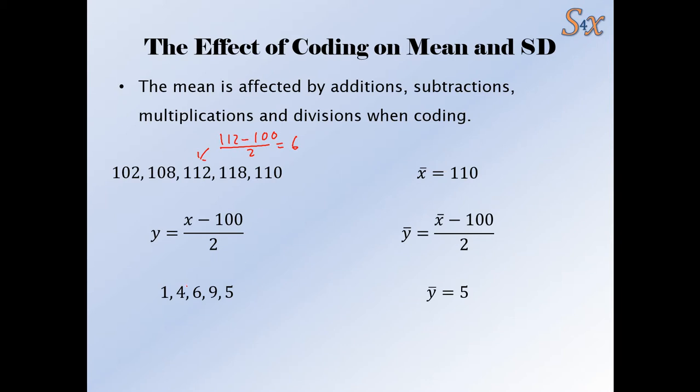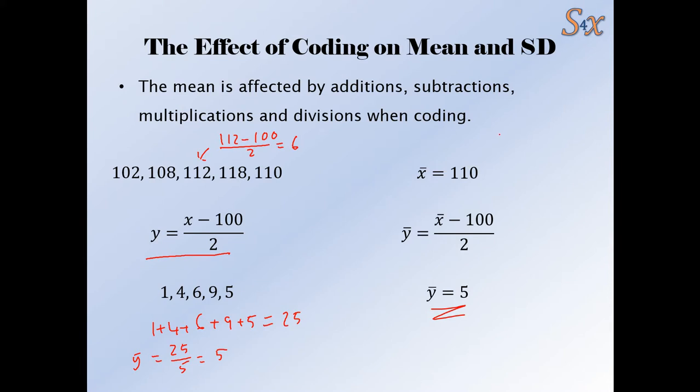Now you could get that, if you have the coded data, by adding all these together. I actually did this just previously. You get 25. The mean of the coded data is going to be 25 over 5, which is 5, as we found here. But without actually working that out, I can figure out how it's affected by looking at what coding I've done and applying that same formula to the mean.